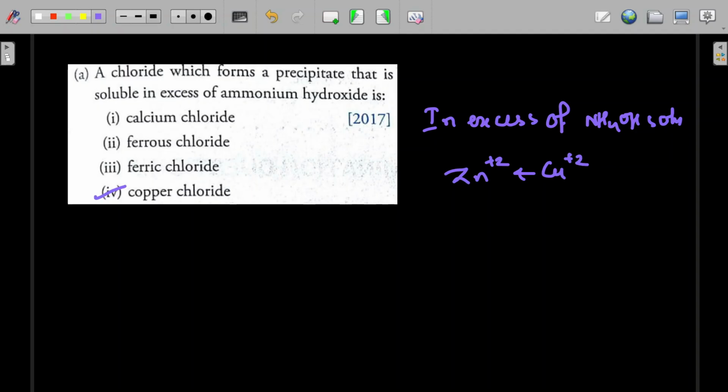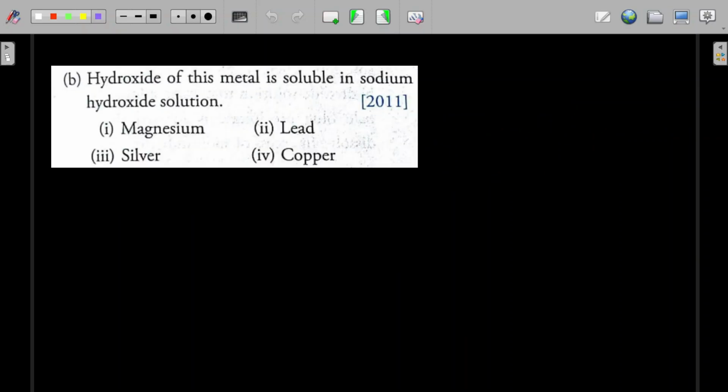You have to know this. Then only your work will become easy. Individually, don't try to remember. And for zinc, it is common. In both the cases, it is soluble in excess. But in NH4OH case, it is copper. And another one for NaOH is lead. Lead plus 2 ion. Okay. This one.